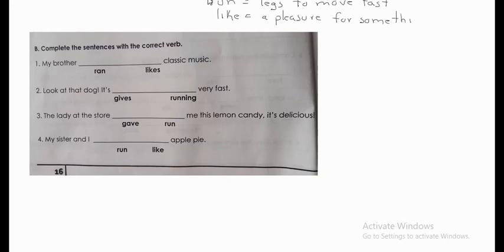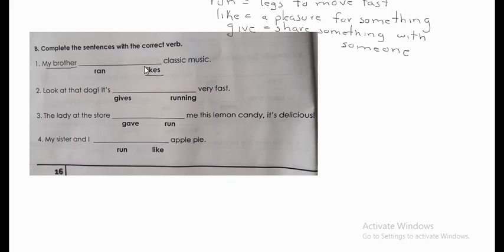And finally, I have the verb, what else? Give, okay? I use this verb when I want to share something with someone, okay? Okay, guys, in this case, now we have to complete the first sentence. My brother runs classic music or likes classic music, okay? Well, the right verb is likes, okay?